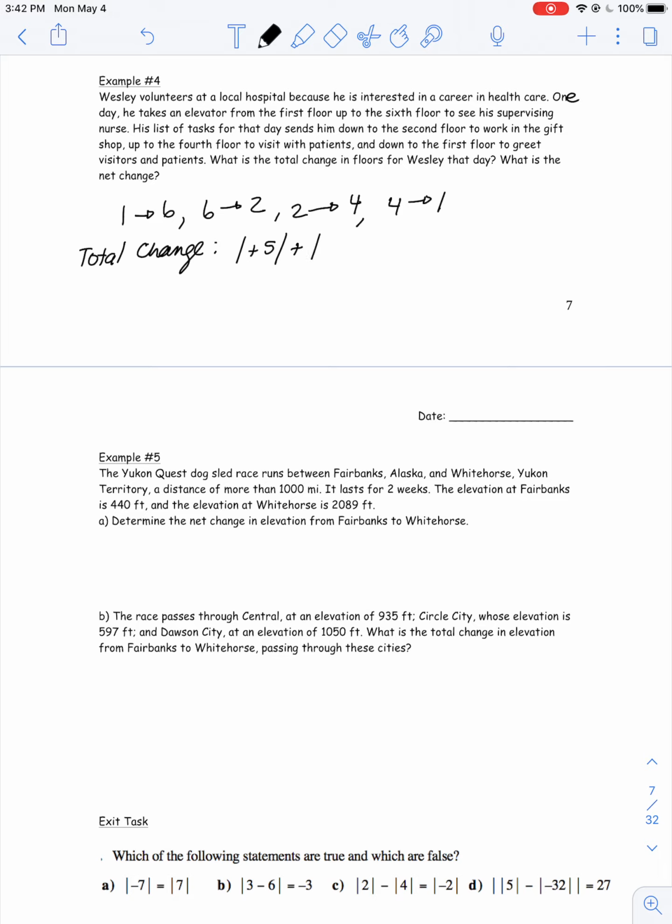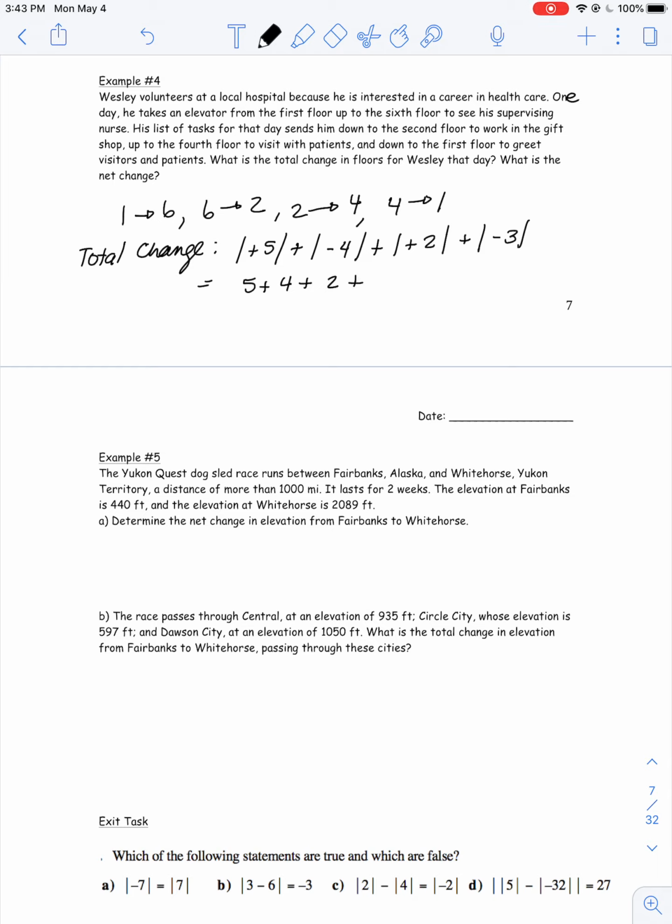So we're going to take 1 to 6 was going plus 5 up. Plus, we're going to add, so total just means add between them. From 6 to 2, we went down 4 floors. Plus, from 2 to 4, we went up 2 floors. And from 4 to 1, we went down 3 floors.